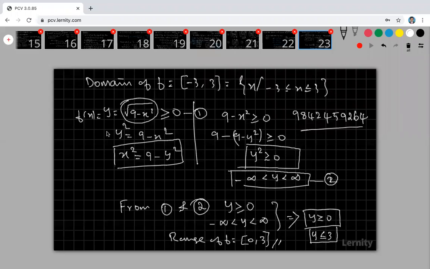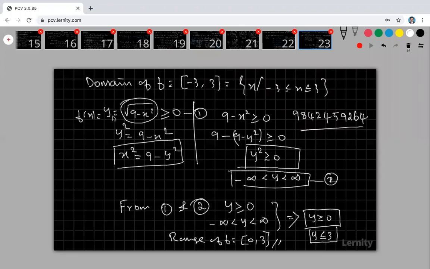Look at this first equation. I am telling about the range only. My y is the range, Pavan. The set of all y values is my range values. This y greater than or equal to 0 comes from here.